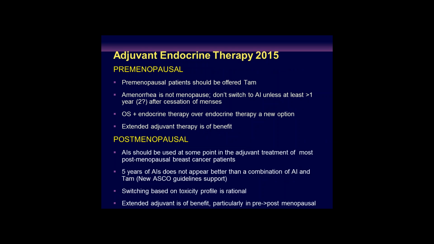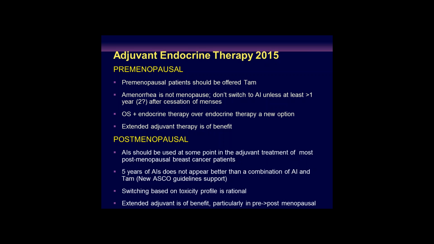Today, adjuvant endocrine therapy is still somewhat different between premenopausal and postmenopausal women. But we offer adjuvant endocrine therapy to every woman who's got an ER-positive tumor, with the small exception of very elderly women with very small tumors. Premenopausal women should be offered tamoxifen in general as their starting therapy. Keep in mind that amenorrhea is not menopause, and we don't switch to an AI until they're at least 1 year after cessation of menses, which often happens with chemotherapy.